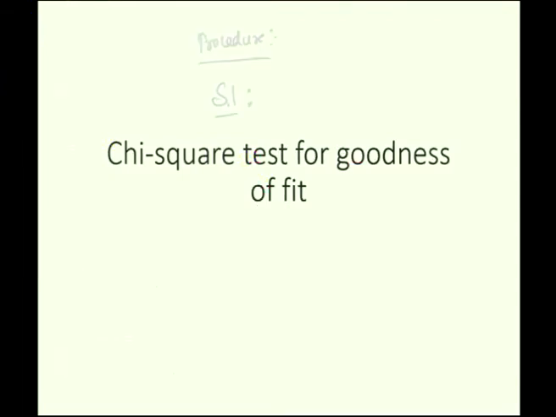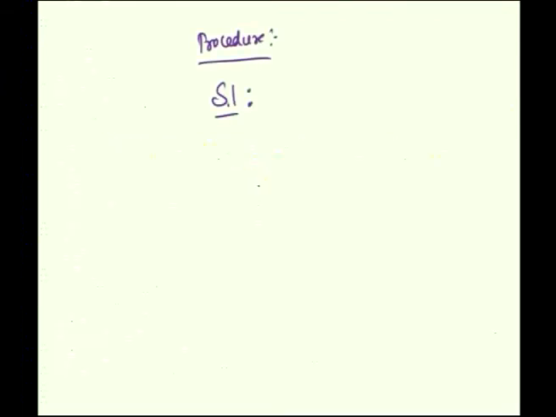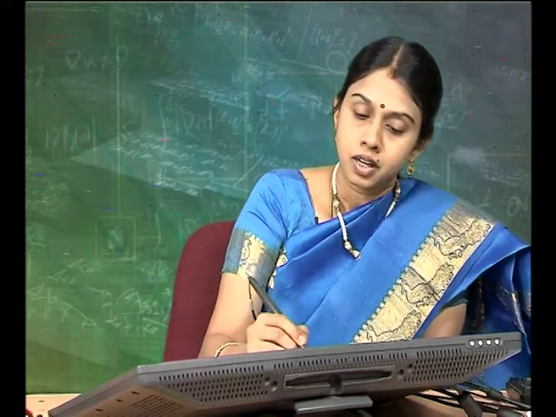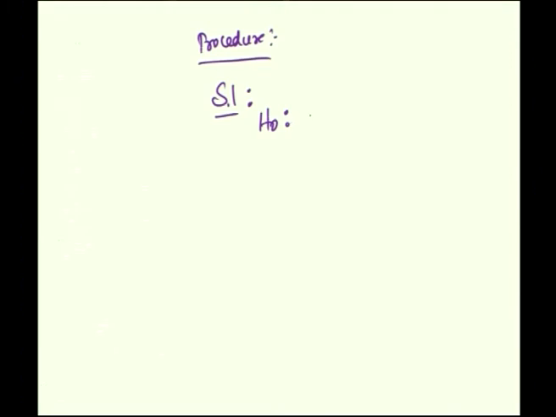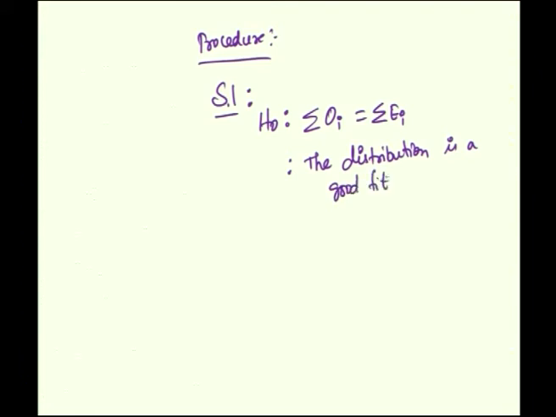the setting up of H naught only will vary. Usual procedure: step 1 null hypothesis, step 2 alternative hypothesis, step 3 level of significance and degrees of freedom, then step 4 the computation part, and step 5 the conclusion part. Whereas here we set summation observed frequency is equal to summation expected frequency. That is, in H naught we set up that the distribution taken into account is a good fit. That is the assumption we are making according to the null hypothesis.